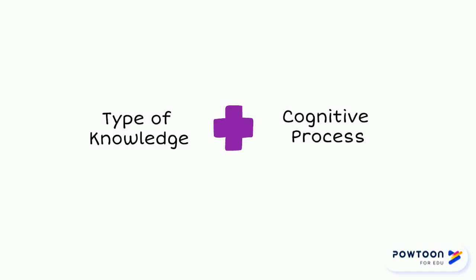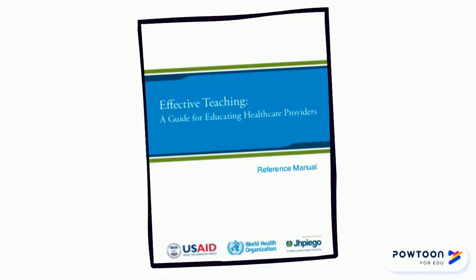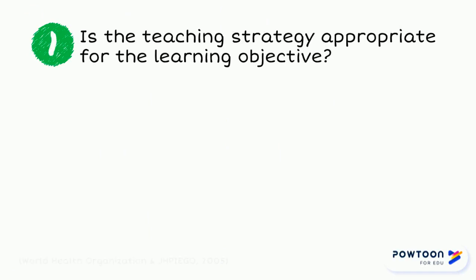For example, problem-based learning is a great strategy for some of the more cognitively complex objectives. In Effective Teaching, a guide for educating healthcare providers, the authors provide us with some questions we would want to ask ourselves as educators here. First, is the method appropriate for the learning objective? So the authors give us the example of teaching students how to give an injection. In this case, we shouldn't just give a lecture. Students should also have an opportunity to practice the skill.